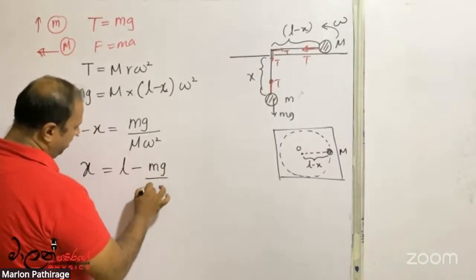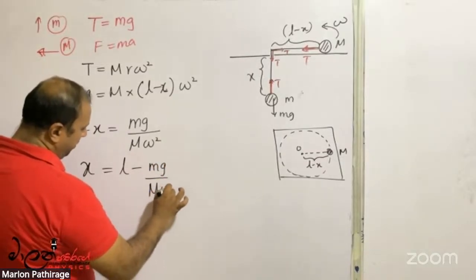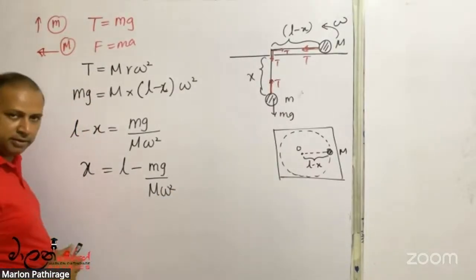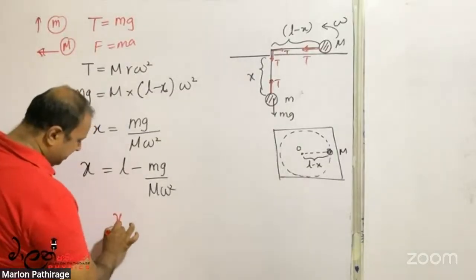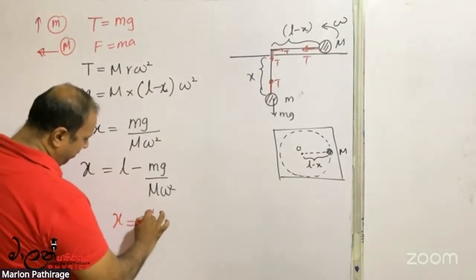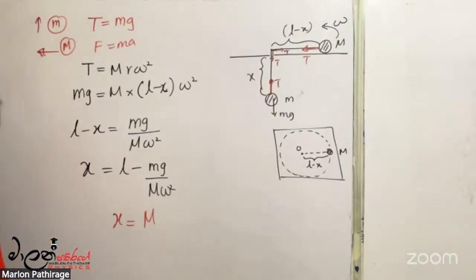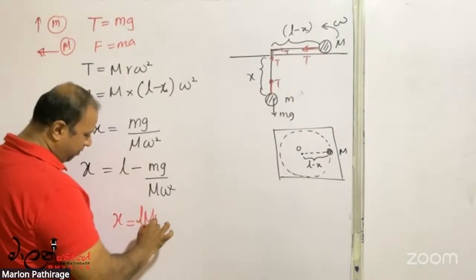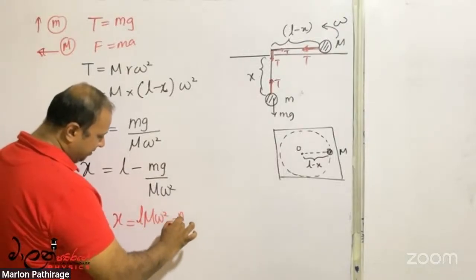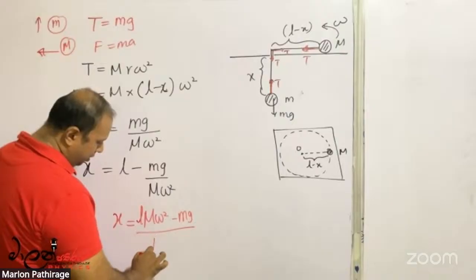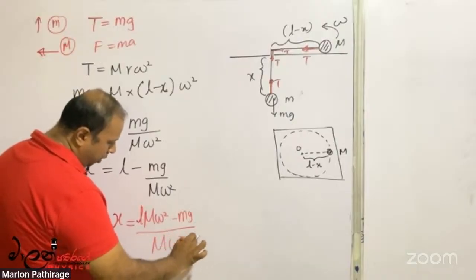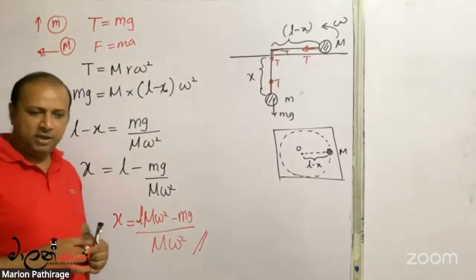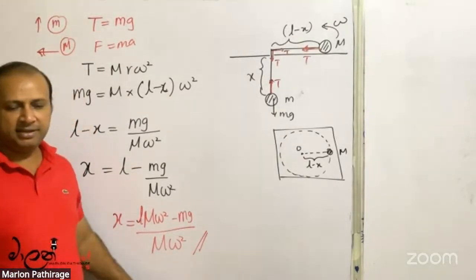So x is equal to L minus mg over capital M omega square. If you consider the common denominator, x is equal to capital M L omega square minus mg over capital M omega square. If you got this answer, please press your answer again for the question.